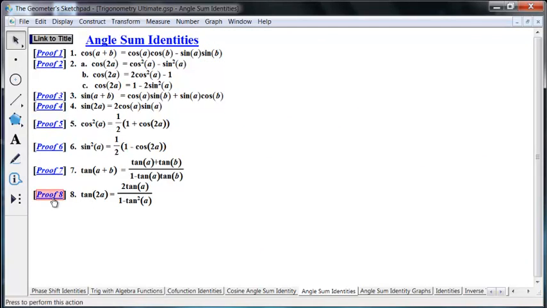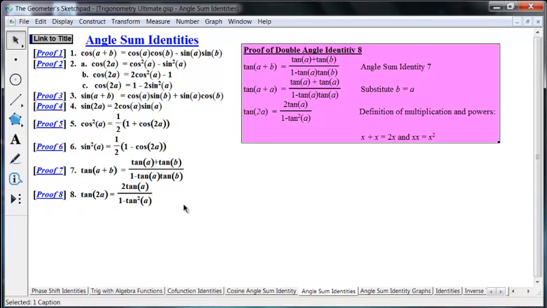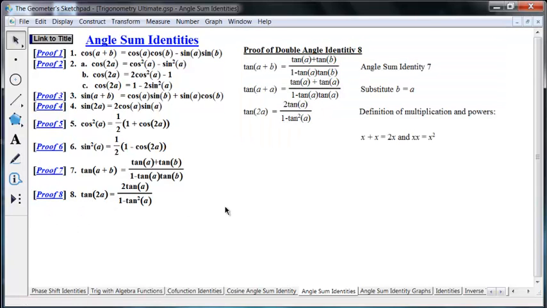So if we want to prove tangent of 2A, we start with our previous one, tangent of A plus B is tangent of A plus tangent B over 1 minus tan A tan B. That's the identity we just proved. And we just once again substitute B equals A, turn all the B's into A's. And so in the top we have tan A plus tan A is 2 tan A. In the bottom we have two tangent of A's multiplied together, so that becomes tan squared of A. So tangent of 2A is 2 tan A over 1 minus tan squared of A.